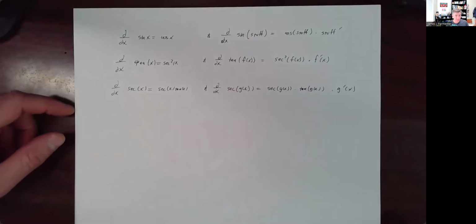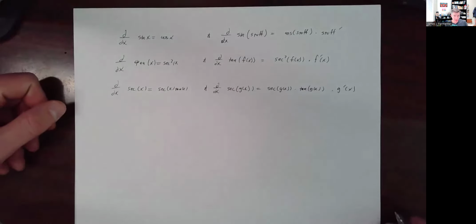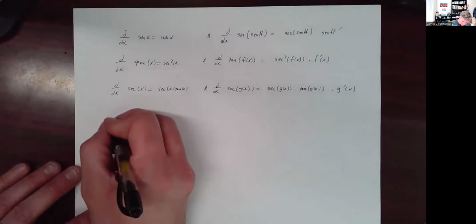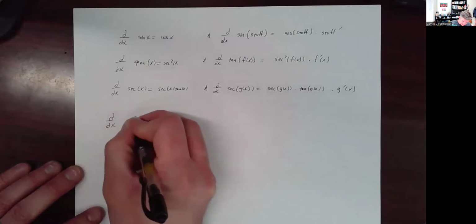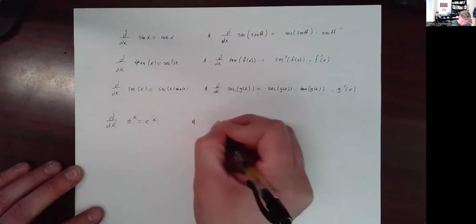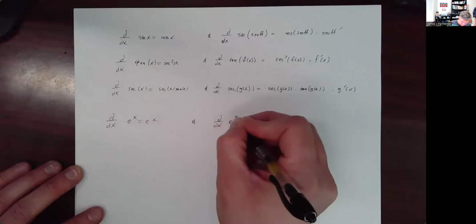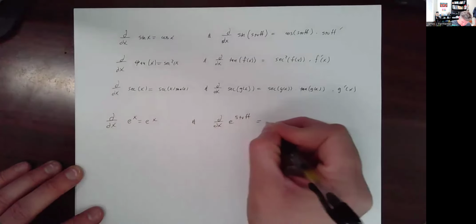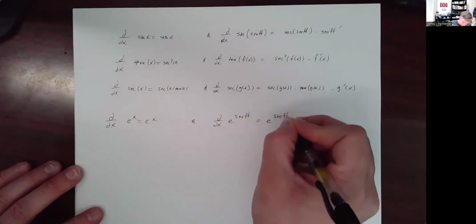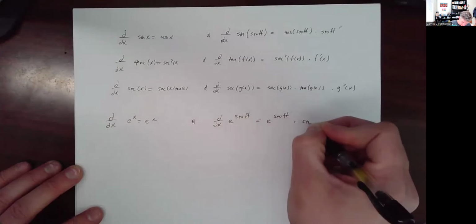Also true for the other three functions, cosine, cotangent, cosecant. And then also, we just said the derivative of e to the x is equal to e to the x. And the derivative of e to the stuff is e to the stuff times the derivative of the stuff.